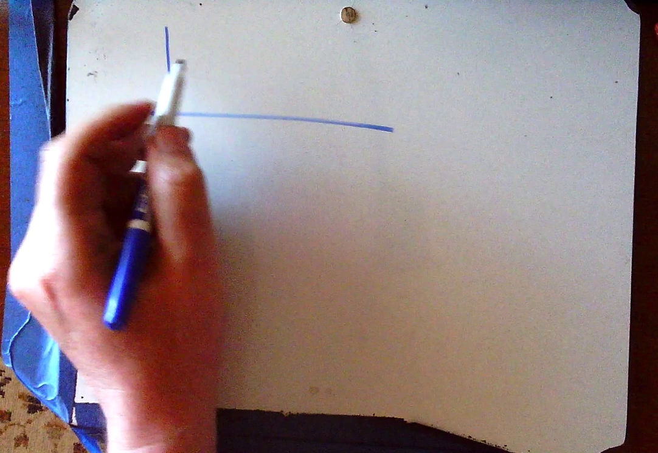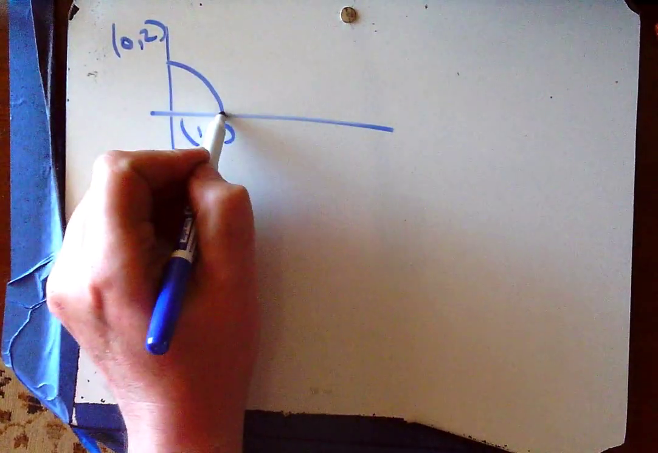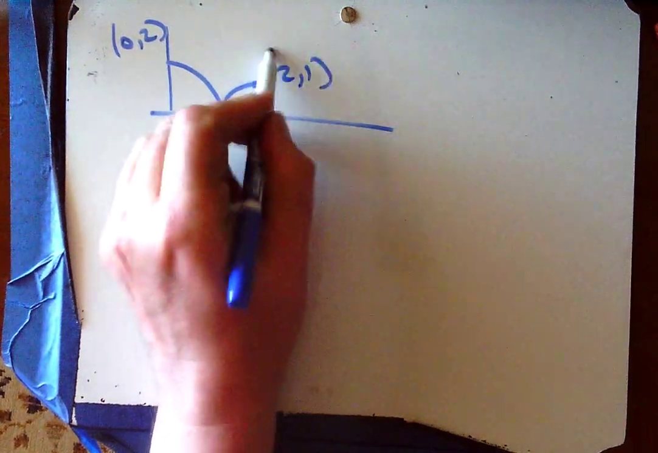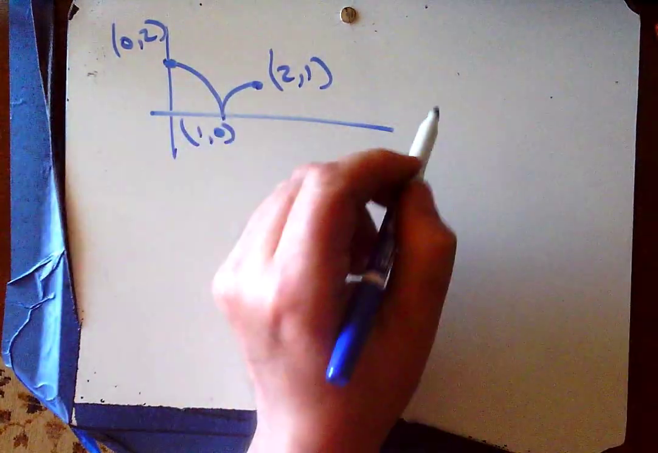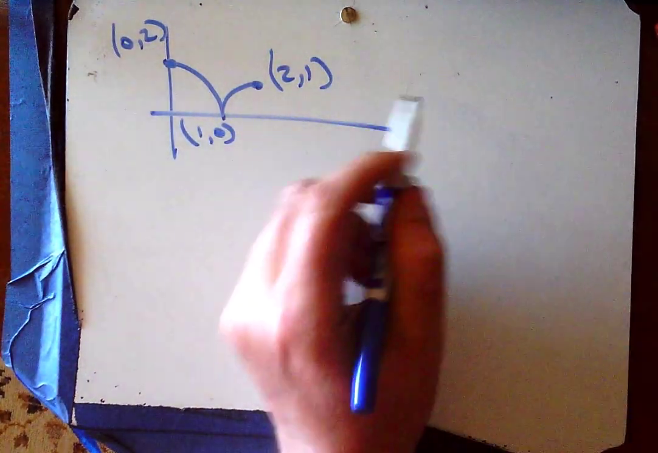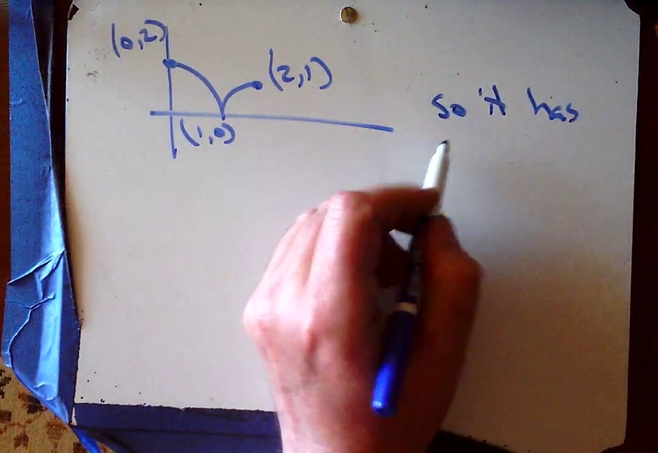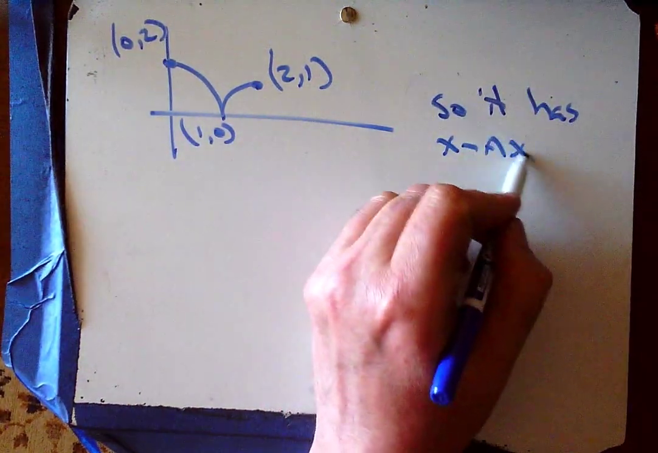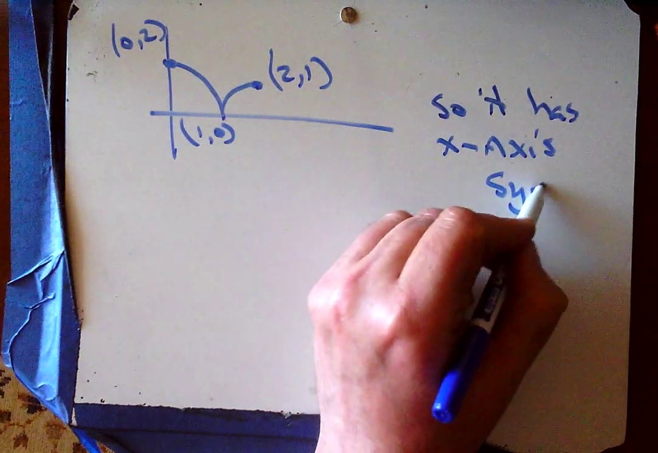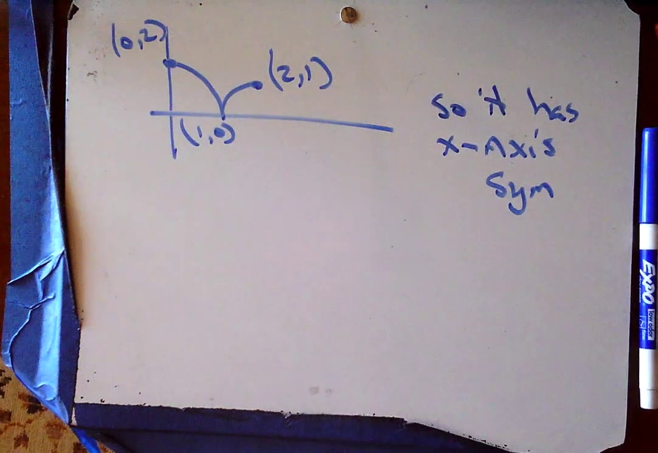Should we do an x-axis symmetry? Let's go back to that last one: 0, 2, 1, 0, and 2, 1. Can you finish this graph so it has x-axis symmetry, reflecting across the x-axis? And then tell me why it is that I had to erase f of x so quickly.